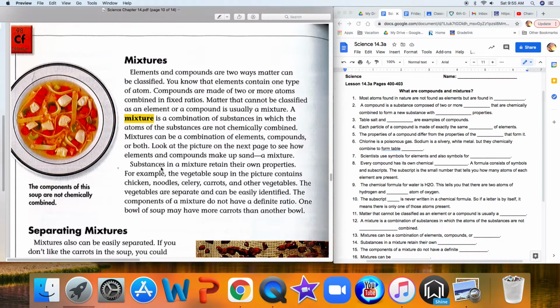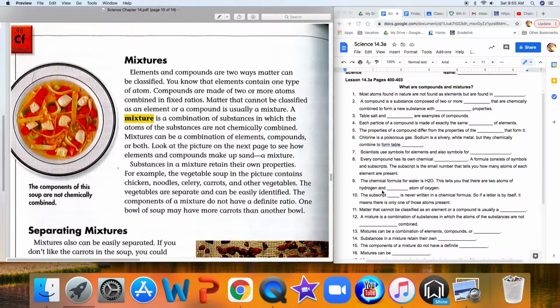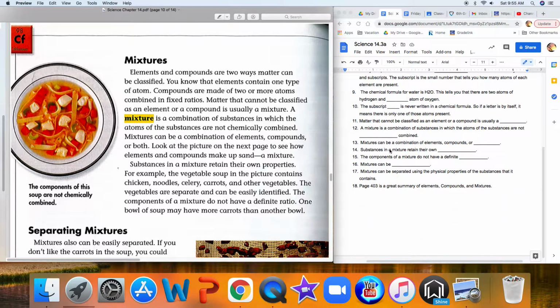We'll get started on mixtures. Even though I said that it was going to be more tomorrow, it's mainly today, I suppose. We'll talk more about solutions, a type of mixture, tomorrow. Elements and compounds are 2 ways matter can be classified. You know that elements contain 1 type of atom. Compounds are made of 2 or more atoms combined in a fixed ratio. They're always the same. Matter that cannot be classified as an element or a compound is usually considered a mixture.